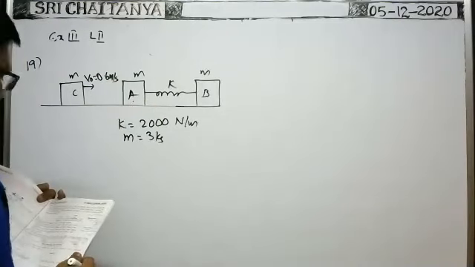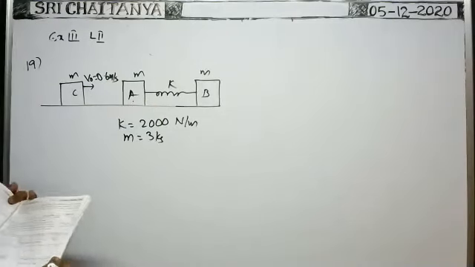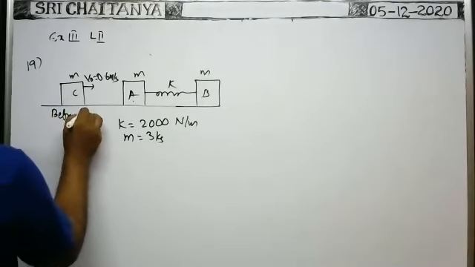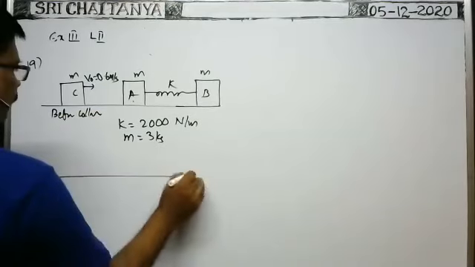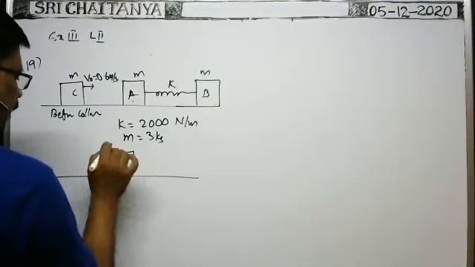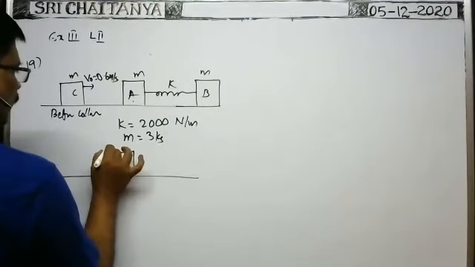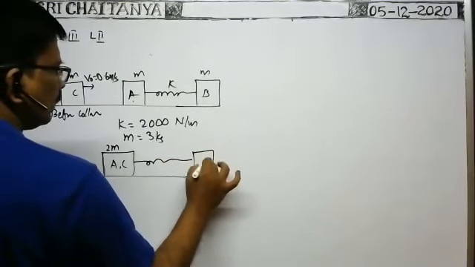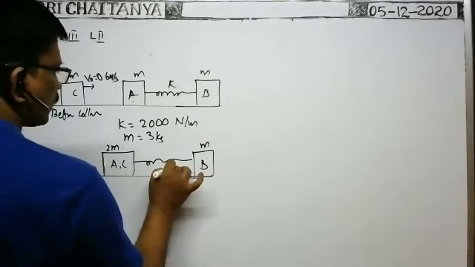Sticks to it. As a result, the motion of the system takes place in some way. So here, before collision is this one. Then after collision, the two blocks become a single block. A and C become a single block having mass M plus M. And this block is B of mass M, spring constant K.